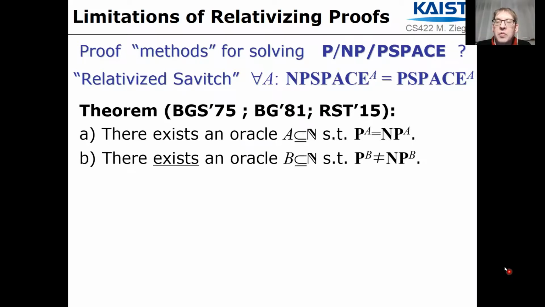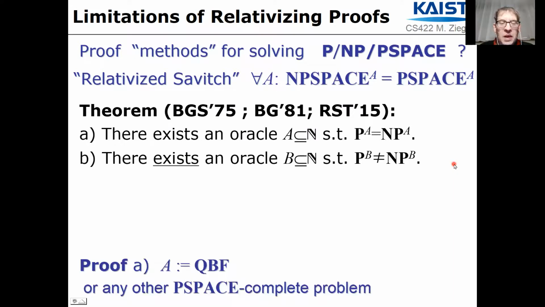Item A says they cannot prove P different. Item B says they cannot prove P equal to NP as long as they're relativizing proof techniques. And most of the proof techniques we've seen so far in this lecture are relativizing. These statements A and B are due to Baker, Gill, and Solovay from 1975. There's a strengthening of item B. Well, let's quickly get claim A out of the way.